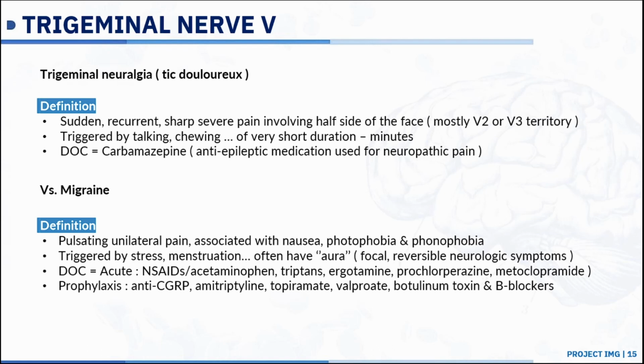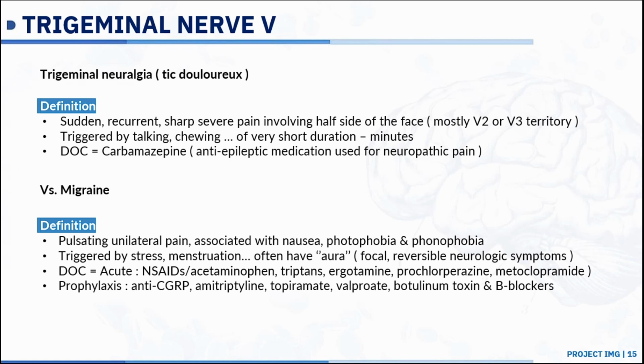Trigeminal neuralgia: sudden recurrent sharp, severe pain involving half side of the face, mostly V2 or V3 territory. Triggered by talking, chewing, and of very short duration, seconds to minutes. Treatment: carbamazepine, an antiepileptic medication used for neuropathic pain.